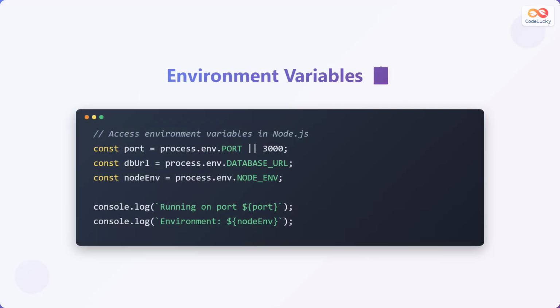Let's dive into environment variables. In Node.js, you can access these variables using process.env. For example, you can define a port using process.env.PORT, or use a default value of 3000 if the environment variable is not set. Similarly, you can access a database URL using process.env.DATABASE_URL, and the node environment using process.env.NODE_ENV. Finally, you can output these to the console using console.log to verify them. Running on port, then the port number, environment, and then the name of the environment.